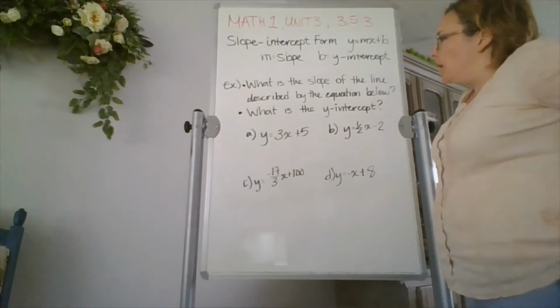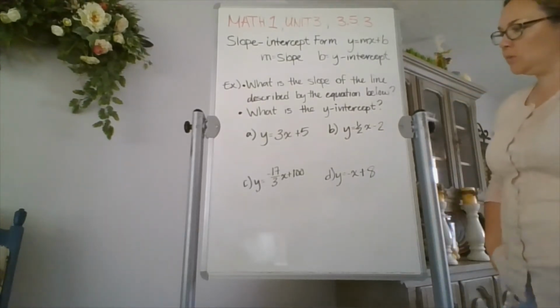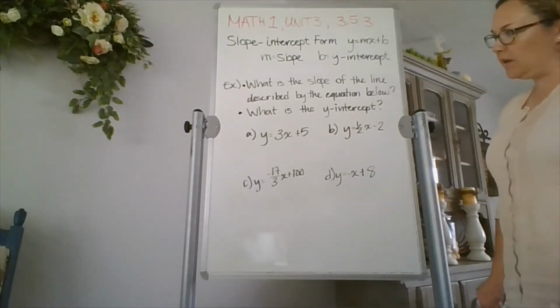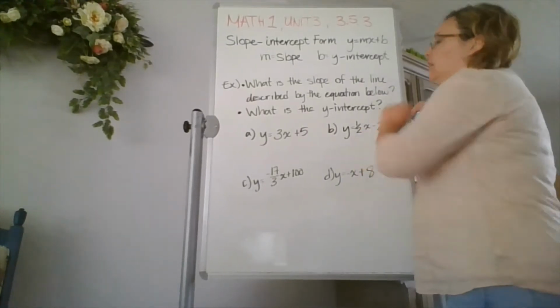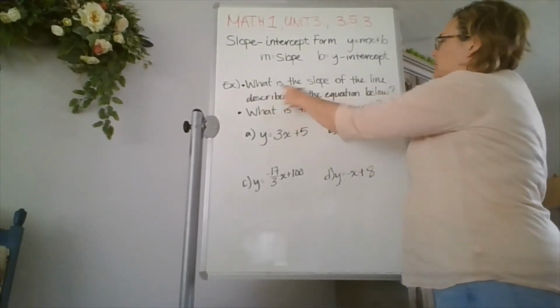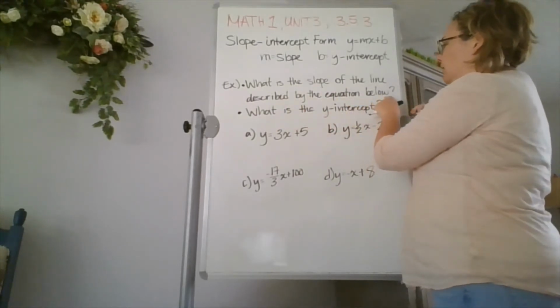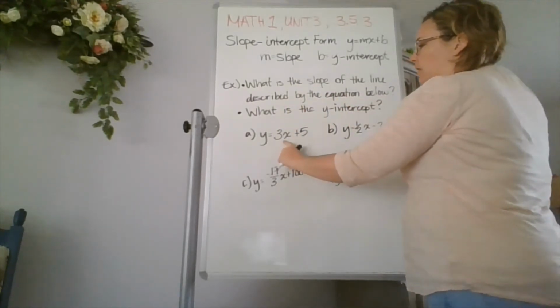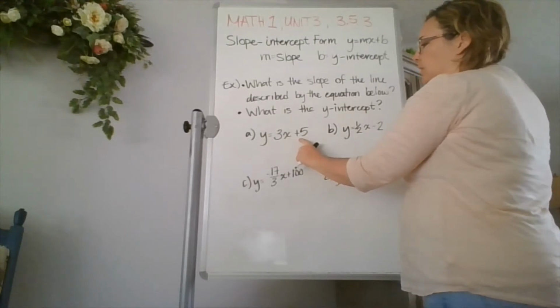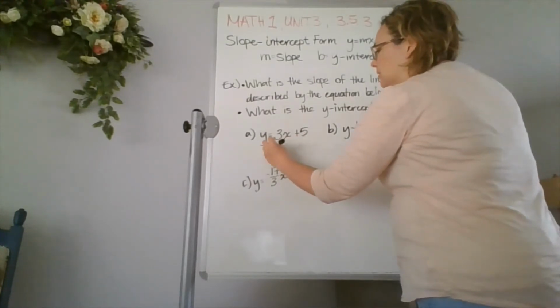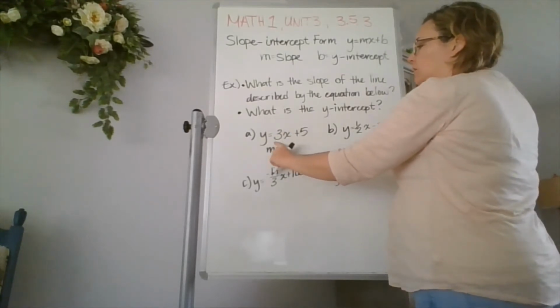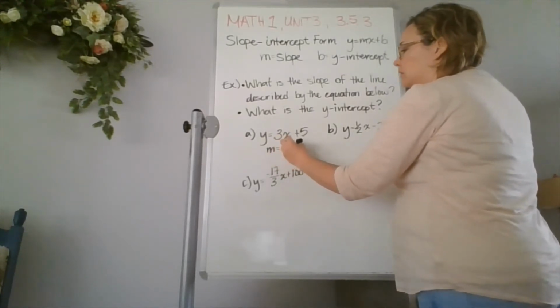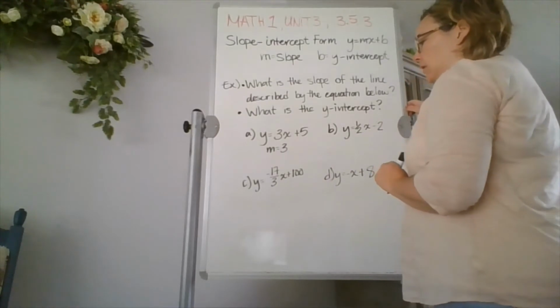All right, so we're going to run through a few examples where we need to identify the slope and the y-intercept of the line given to us. It will be worded about like this: what is the slope of the line described by the equation below? Given this equation, y equals 3x plus 5, we are asked to find our slope. And our slope is always the coefficient of x. In this example, it is 3.